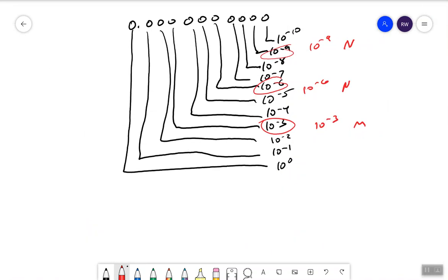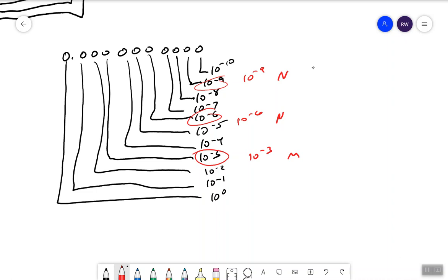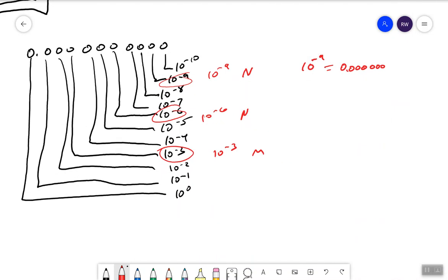And the same thing applies when you're doing this on the calculator. If I've got a number that's 10 to the minus 9, it's 0.000000100.